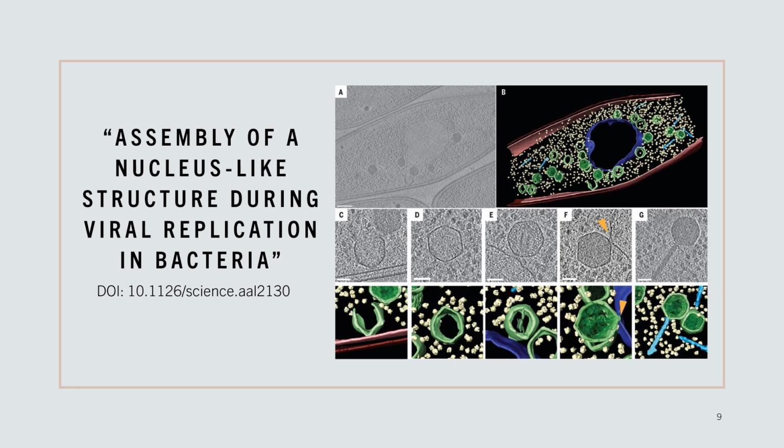B shows a segmentation of the sample showing extracted structures such as the shell in purple, the capsids in green, and the outer membrane in red. C through G show the progression of an empty capsid to an assembled phage, and in E through G you can see the viral DNA being assembled in the nucleus-like structure.